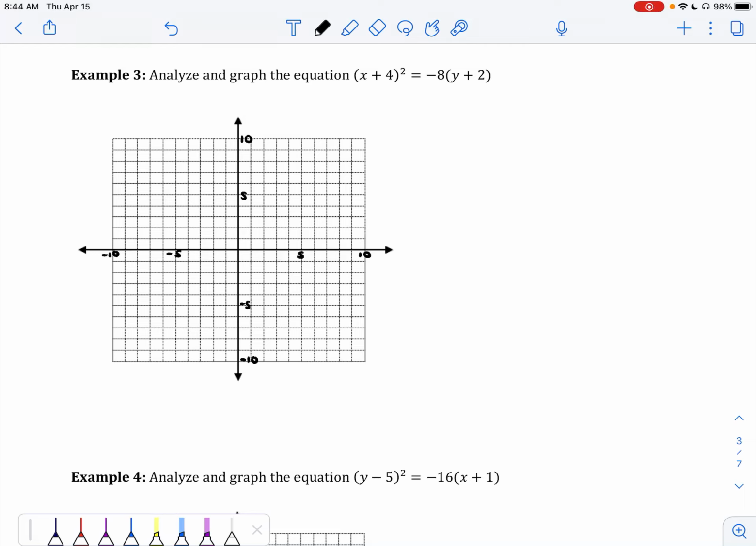All right, so let's look at a few more examples of our parabolas. So again, we are going to analyze and graph the equation (x plus 4) quantity squared is equal to negative 8 times the quantity y plus 2. First things first, we want to figure out the direction that our parabola is opening. Given that we have an x squared and a negative coefficient on our y, that tells us our parabola is opening down.